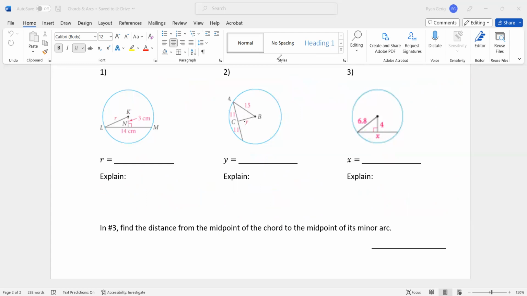So that's it for chords and arcs. We got inscribed angles coming up next.